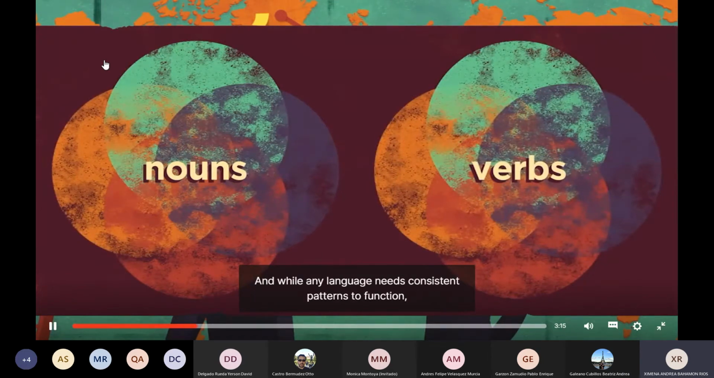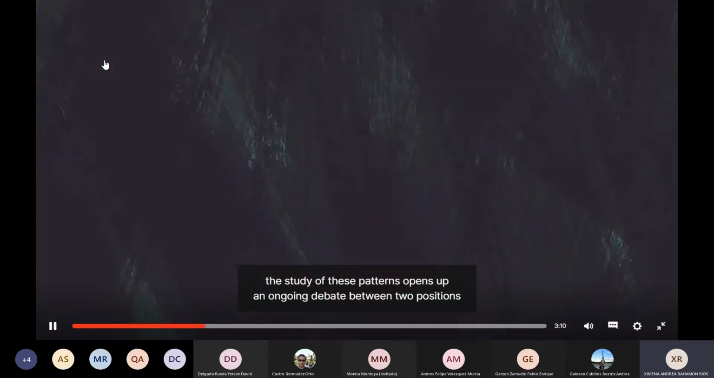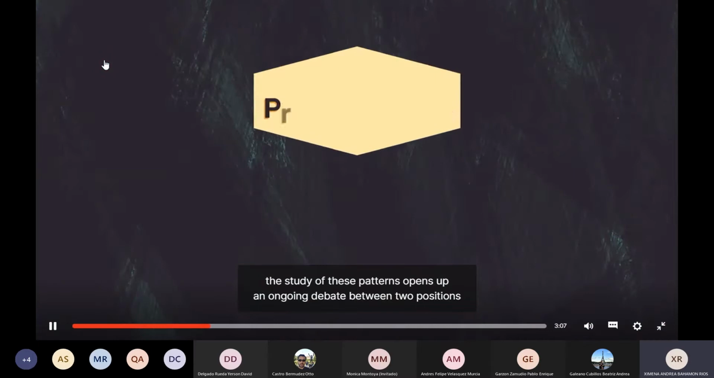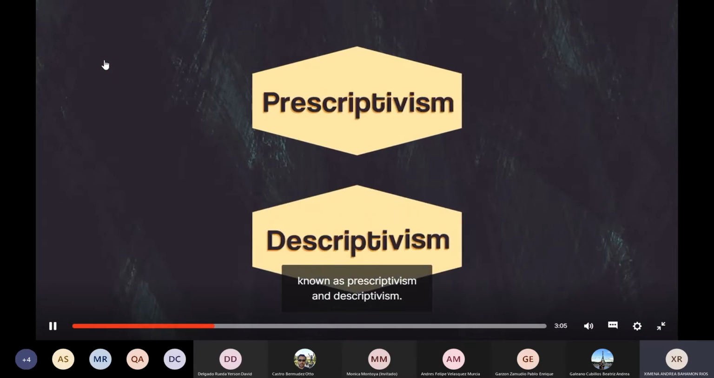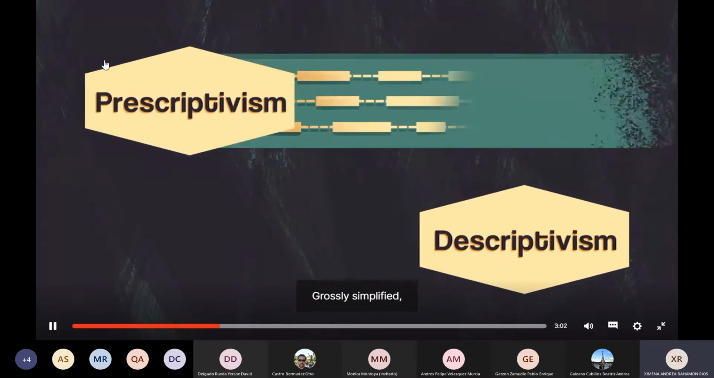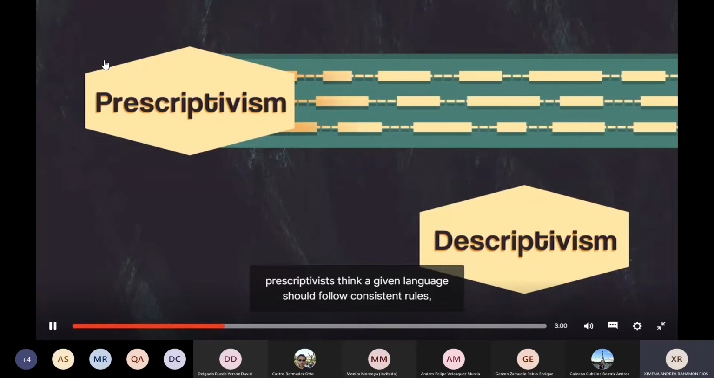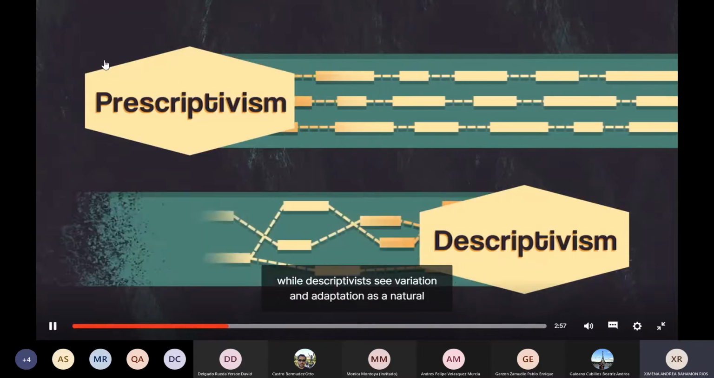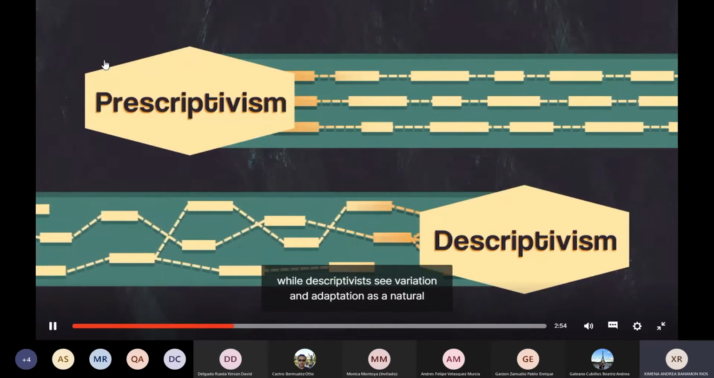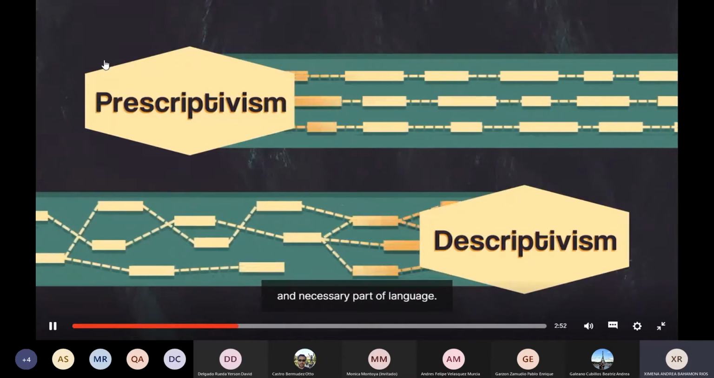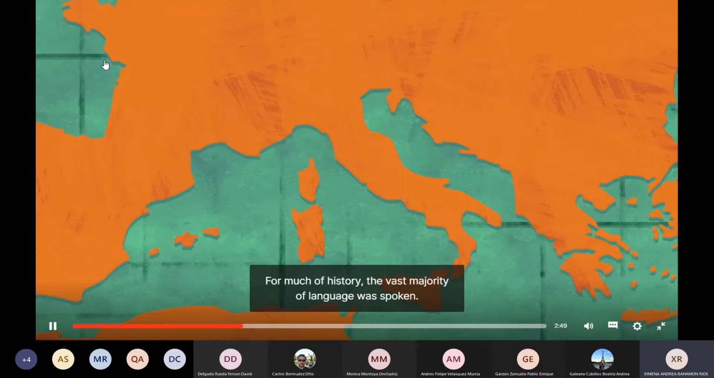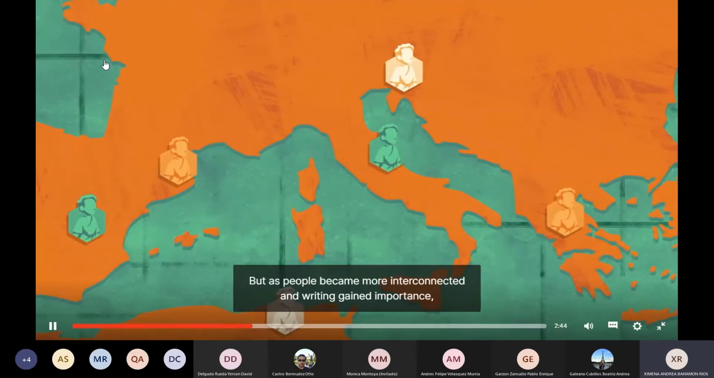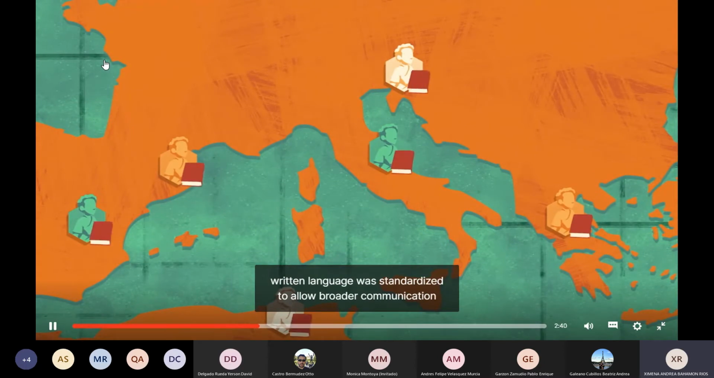And while any language needs consistent patterns to function, the study of these patterns opens up an ongoing debate between two positions known as prescriptivism and descriptivism. Grossly simplified, prescriptivists think a given language should follow consistent rules, while descriptivists see variation and adaptation as a natural and necessary part of language. For much of history, the vast majority of language was spoken. But as people became more interconnected and writing gained importance, written language was standardized to allow broader communication.